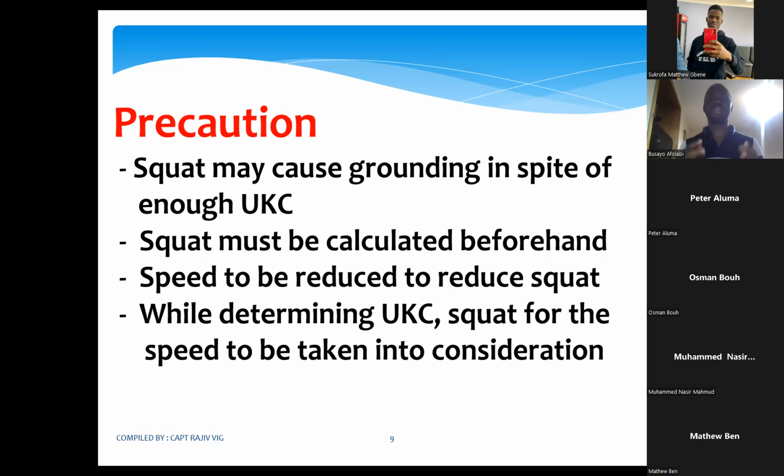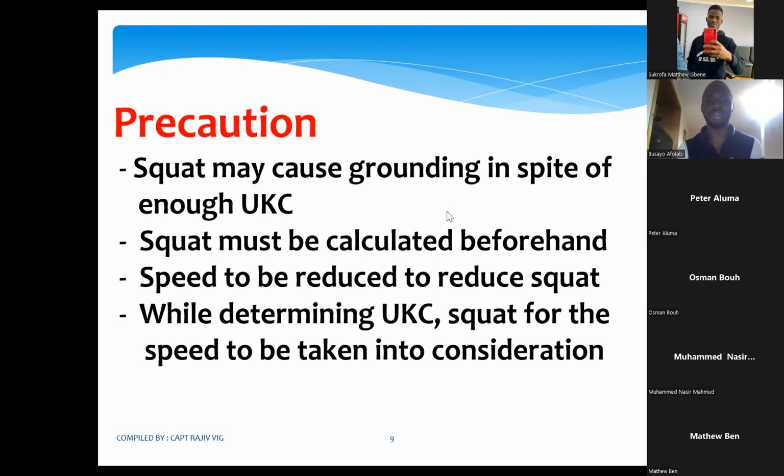We need to look at the severity of any accidents that will happen in case of any squat effect that has been left underlying without paying due attention to it. Also, squat must be calculated beforehand.